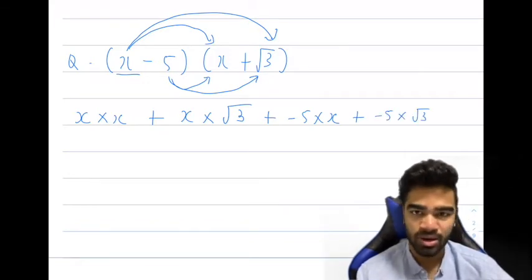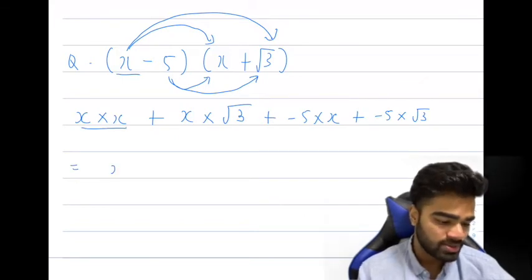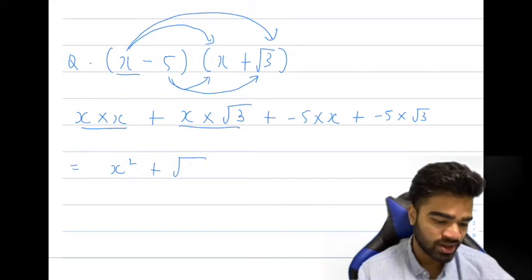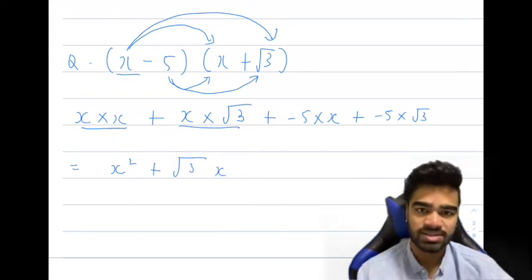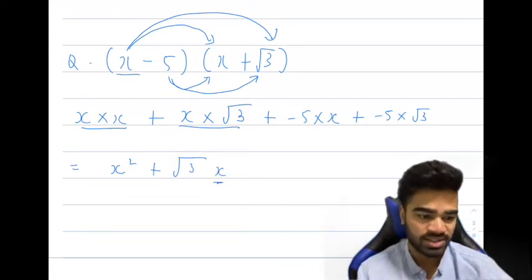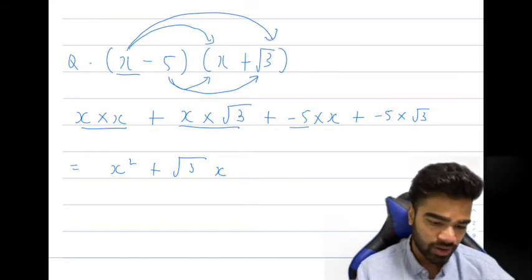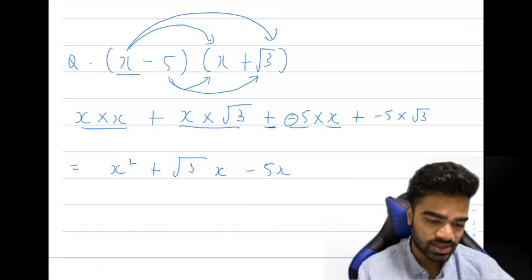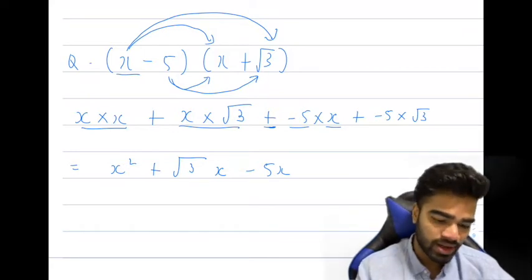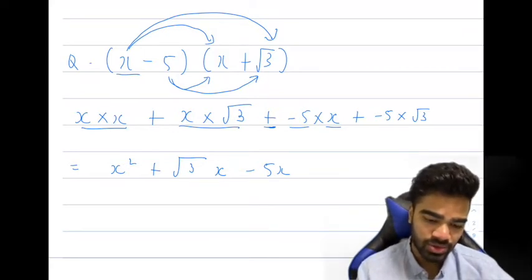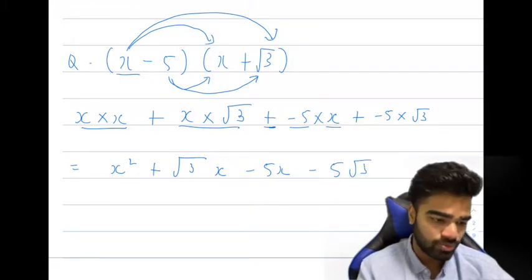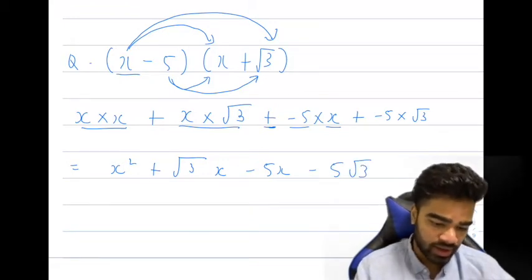So I'm doing it the long way again. So x times x is x squared. x times root 3, well, the convention is you can write it like root 3x, because we always write pronumerals at the right. Next we have negative 5 times x is obviously minus 5x, because plus and minus make a minus. And lastly, we have negative 5 times root 3, which is negative 5 root 3. Boom. Okay.